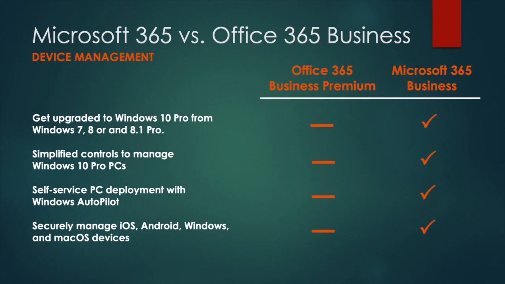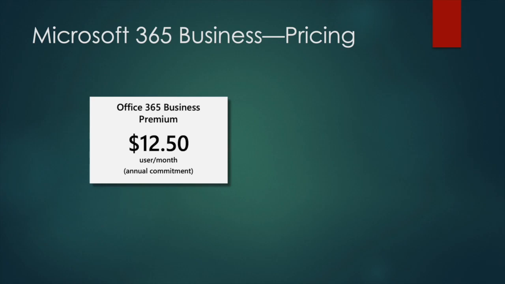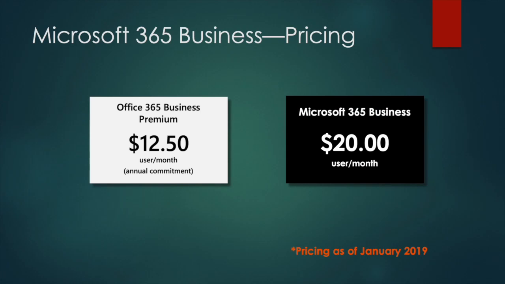So you're probably wondering about 2 things. First, what is the max number of users? And it's the same as Office 365, 300. And the second thing you're probably wondering about, of course, is what's the pricing for this? As of this recording, the pricing in the US is as follows. $12.50 per month for Business Premium, and for Microsoft 365 Business, it's $20 a month.